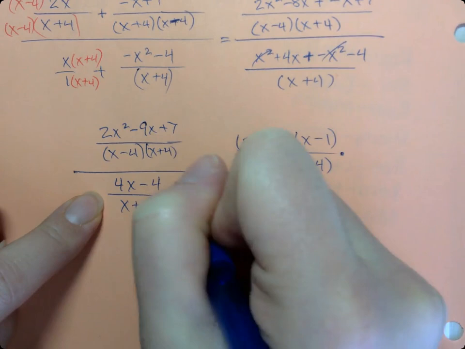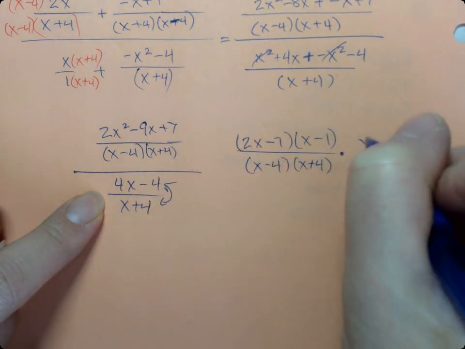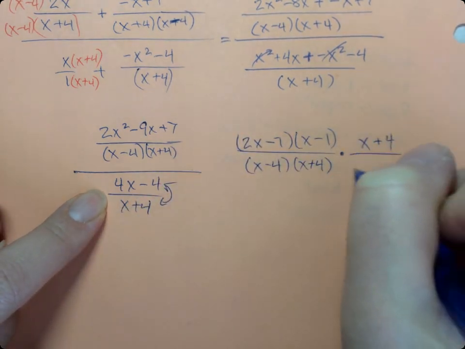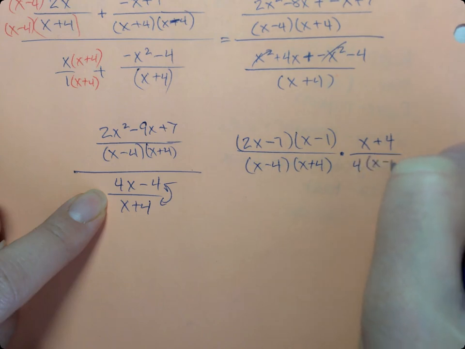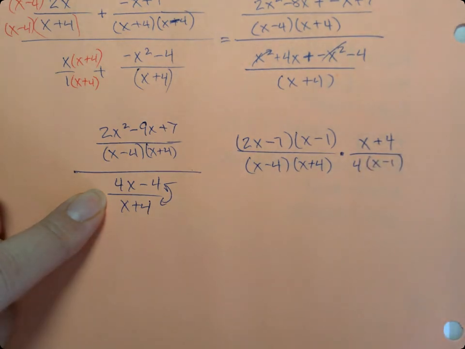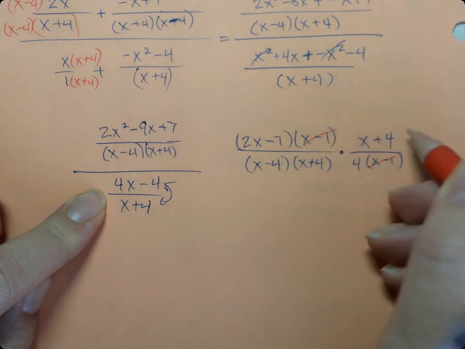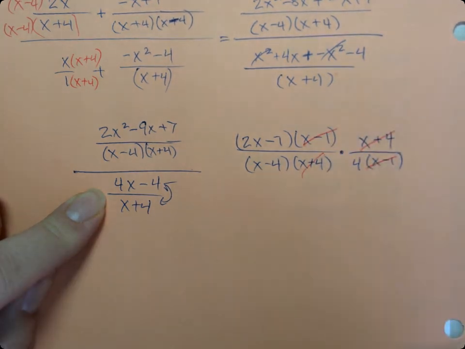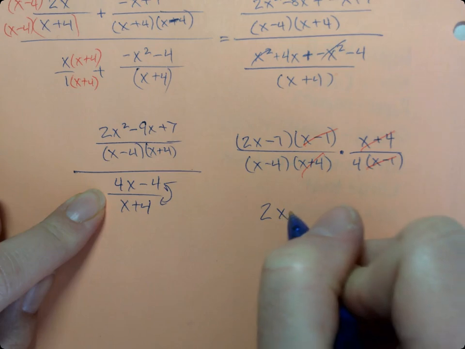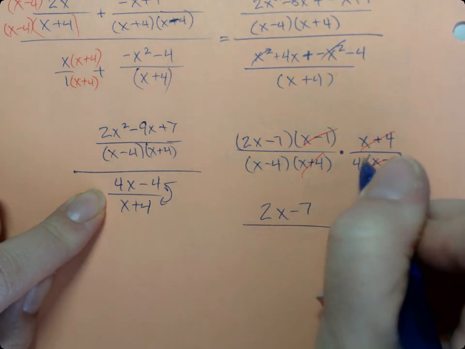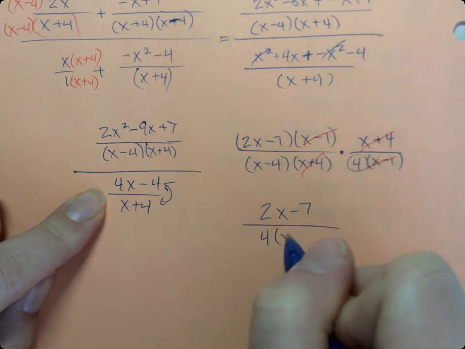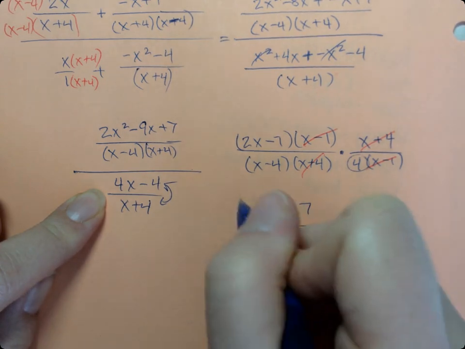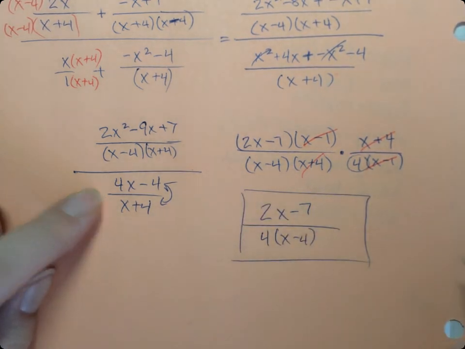And I'm going to multiply by the reciprocal, which the x plus 4 is going to go up top. And down here is going to be 4 and then x minus 1. And so now I'm going to cancel the x minus 1s, that x plus 4, and you can see what's left is 2x minus 7 on the top and that 4 and x minus 4 on the bottom. So if you like this method better, that is fine.